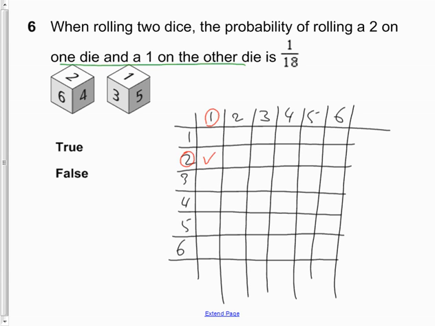This check mark would work. But this is a 2 on 1. These two are actually both 2-1. It's a 1-2 and a 2-1. So a 2 on one die and a 1 on the other. There's actually 2 chances out of 36 possible outcomes, which if I reduce it to lowest terms is 1 chance out of 18. So actually question 6 is a true statement. There is a 1 out of 18 chance of rolling a 2 on one die and a 1 on the other.